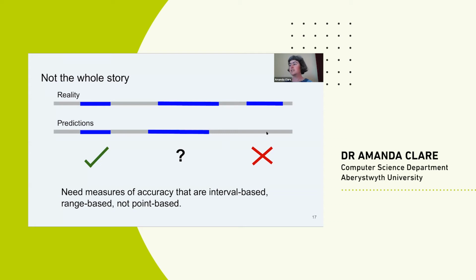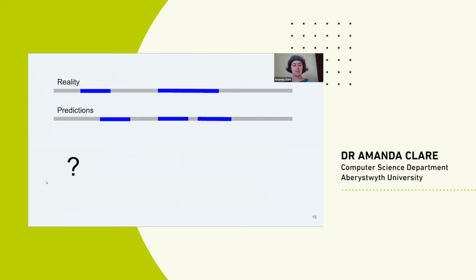And then in the third case, we missed it entirely and we didn't make a prediction where reality had something. And really, we could do with better measures of accuracy that are interval-based and range-based and capture all of that stuff and are not just point-based.